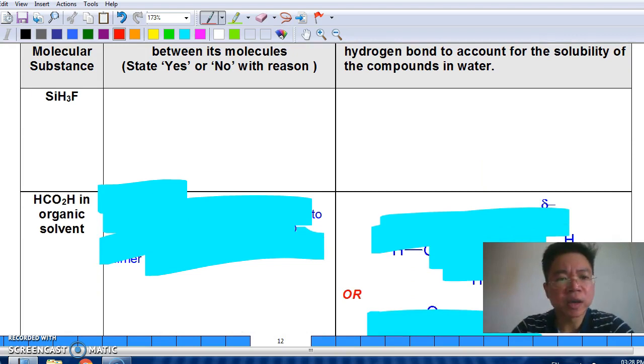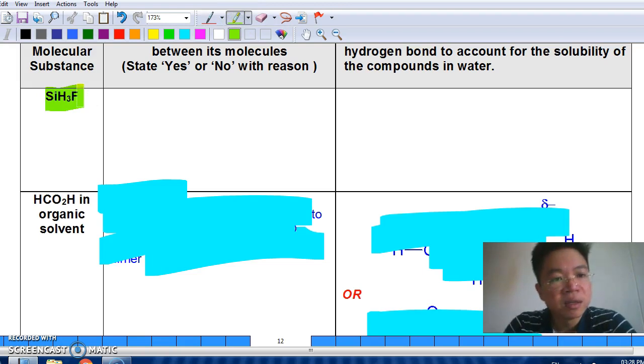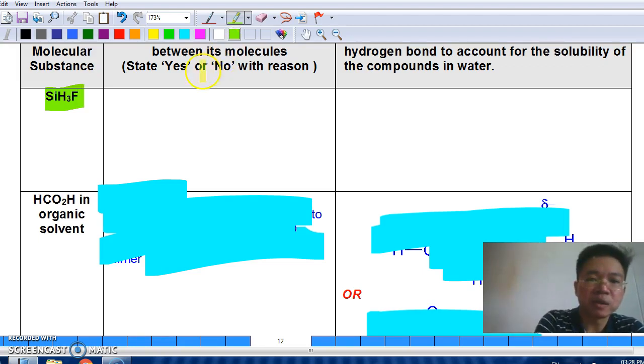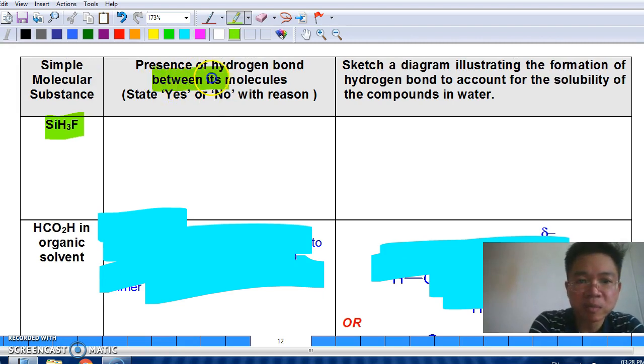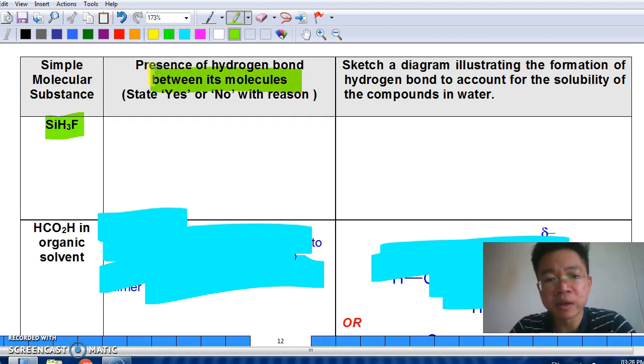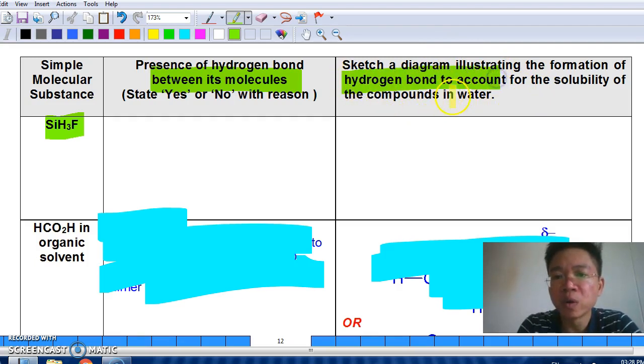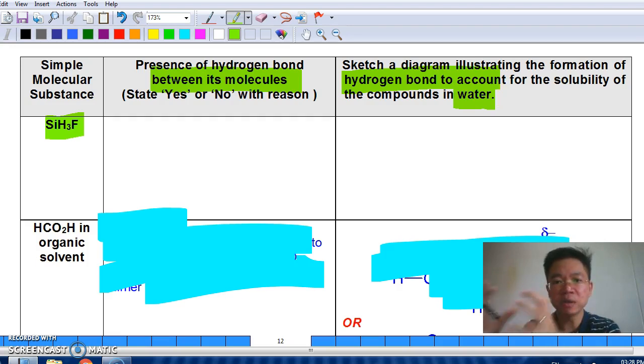Okay, so now let's look at this question. First molecule, SiH3F. Okay, is it able to form hydrogen bond within itself? The middle column here talks about between its molecule, intermolecular hydrogen bonding. The last column here talks about forming hydrogen bond with water. Okay, so there are two different scenarios. One is between the molecules. The other one is with water molecules.